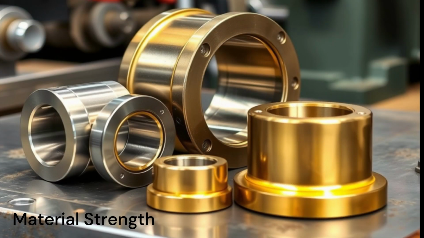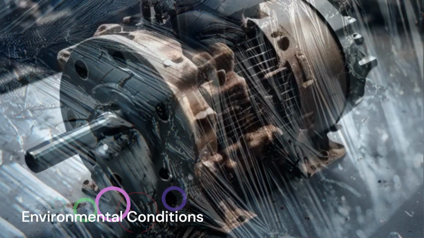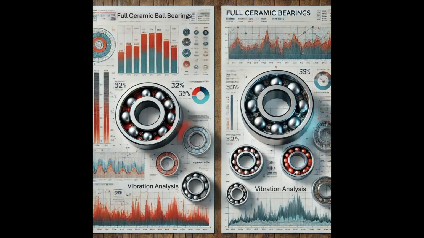First, the material's strength. Some materials are naturally more resistant to stress than others. Then, we have the intensity and duration of the stress. Higher or longer applied stress increases the chances of failure. Finally, environmental conditions play a role, such as temperature, humidity, and exposure to chemicals, which can accelerate deterioration.